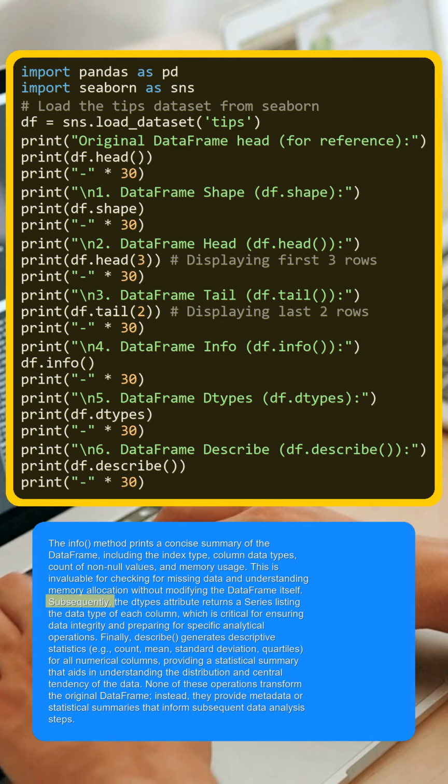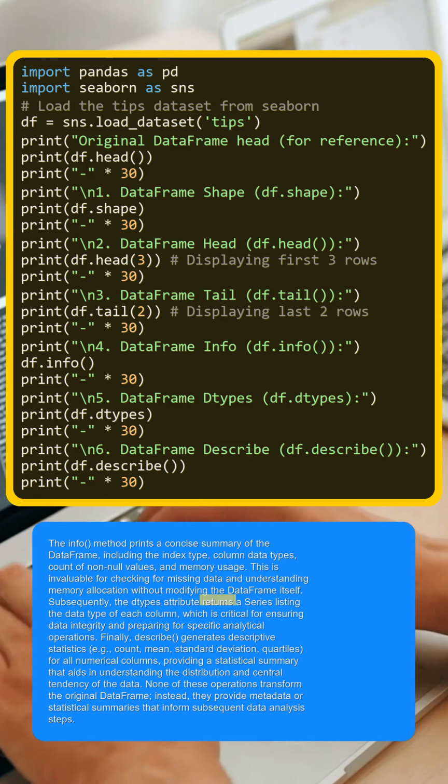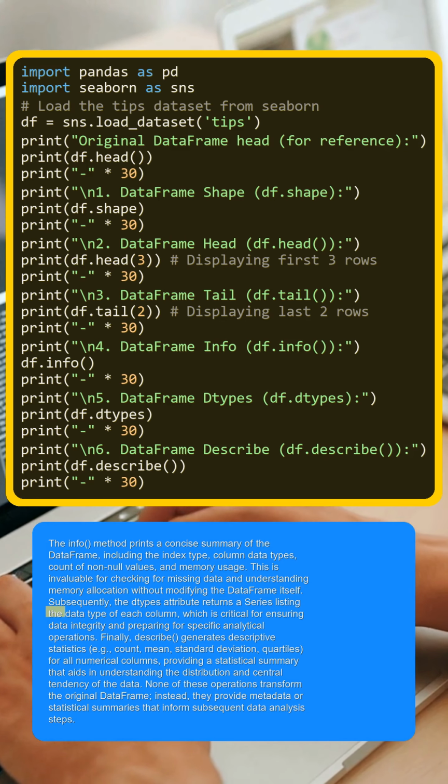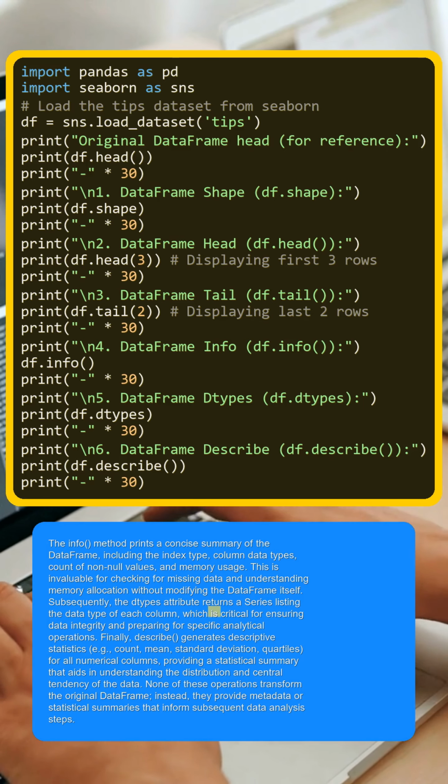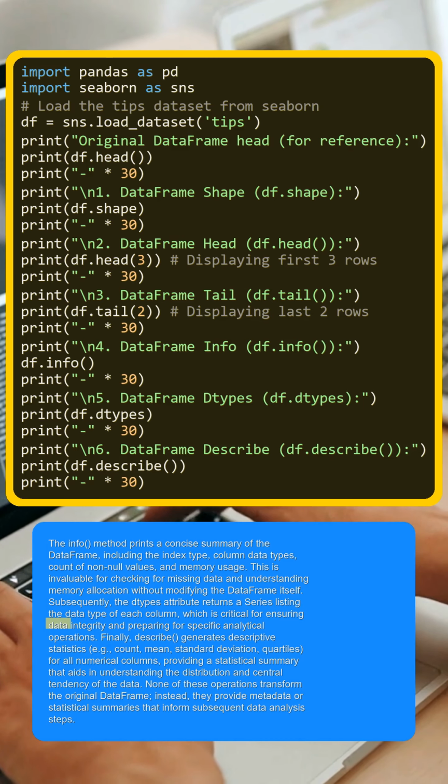Subsequently, the dtypes attribute returns a series listing the data type of each column, which is critical for ensuring data integrity and preparing for specific analytical operations.